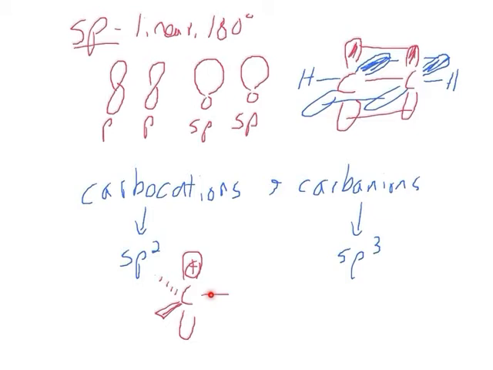Opposites attract. However, for a carbanion, it's just the opposite. Now we have a negative charge in the orbital, and to get these things as far away as possible, we want sp3 hybridized, because this bond angle is 109.5, as far away as possible, which is better.